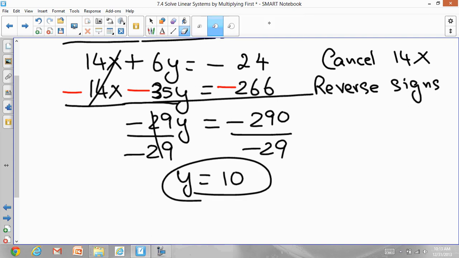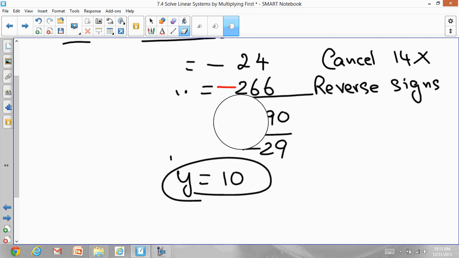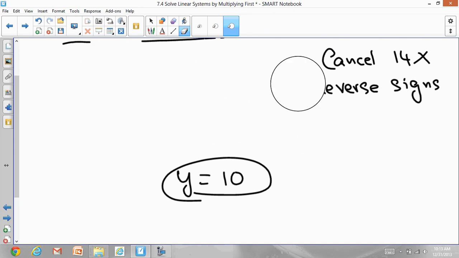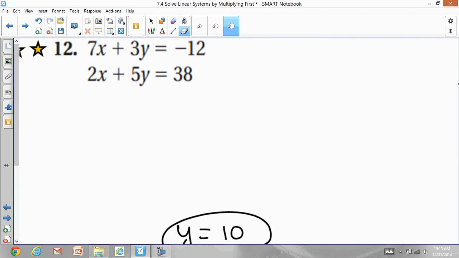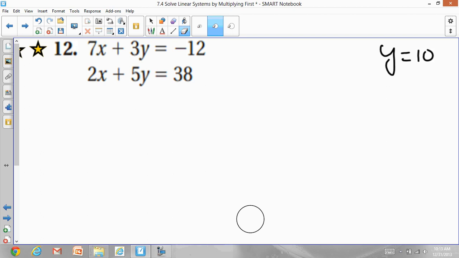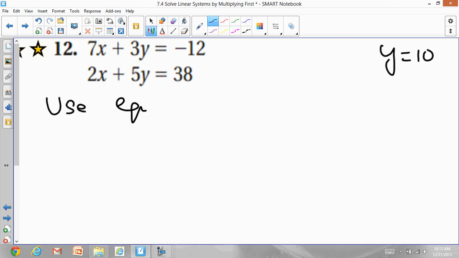So once you get y equals 10, all that is left is to take this y equals 10 and go back and substitute it in one of the original equations. So let's use equation 2. This is my equation number 1. This is my equation number 2. You can use either equation number 1 or equation number 2, and both of them will yield the same answer.